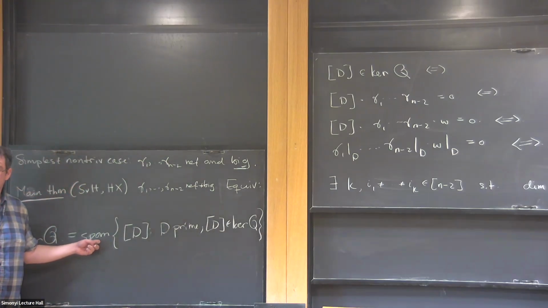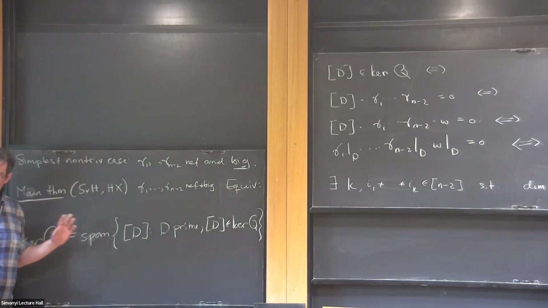Maybe when I give the proof it will become more evident, but the claim is that if X is toric, then on the right hand side I can replace D prime by D torus invariant prime. Yes, that's the claim.